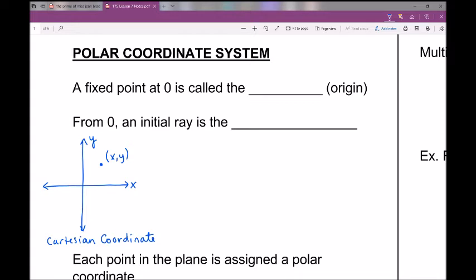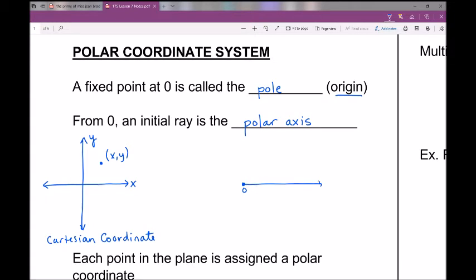So in the polar coordinate system, we have a point at 0 that we call the pole, and in the XY system, this is referred to as the origin. And from 0, we have a ray, which is a line that goes in one direction, and that's called the polar axis. So I'm going to draw you a little picture to make this make a little more sense. So the polar coordinate system, we have a point at 0, and our polar axis extends out from 0 to the right. So it's kind of like the positive x-axis.